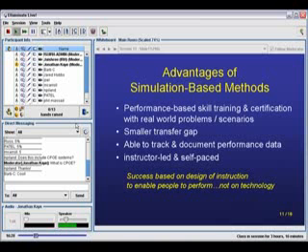So let's talk about some of the advantages compared to the more traditional training method of an instructor in front of the room. The advantages are that this training is performance-based rather than knowledge-based. It's not that concepts aren't important. It's just that at the end of the day, it's about whether they can perform the skill and whether you can document that they can perform the skill. So by using simulation-based methods, we're dealing with performance-based training and potentially certification.